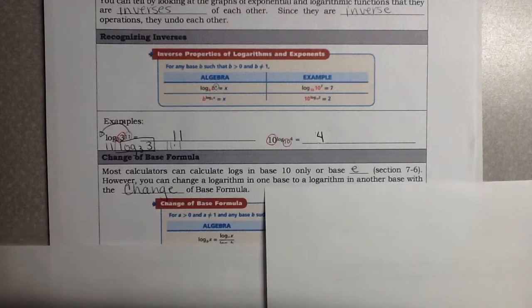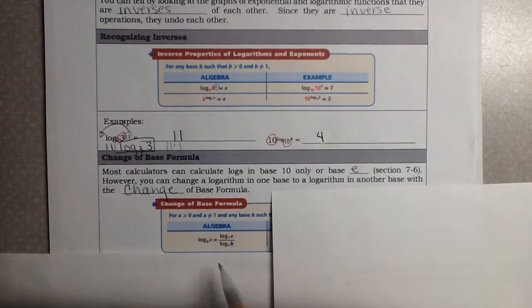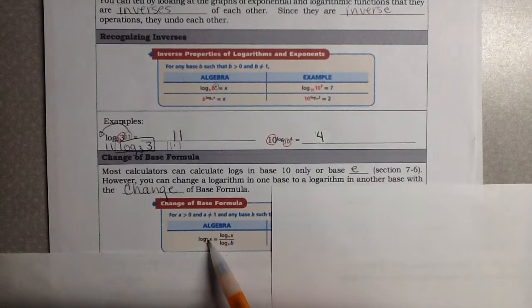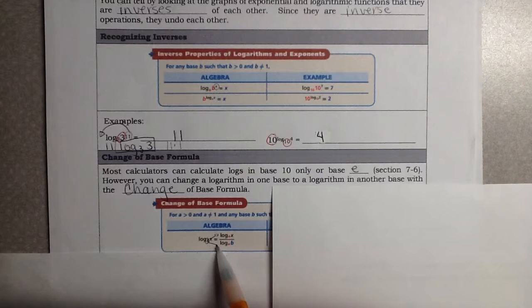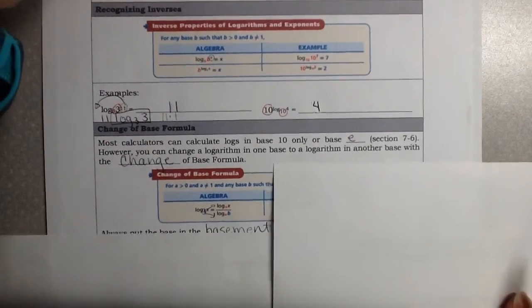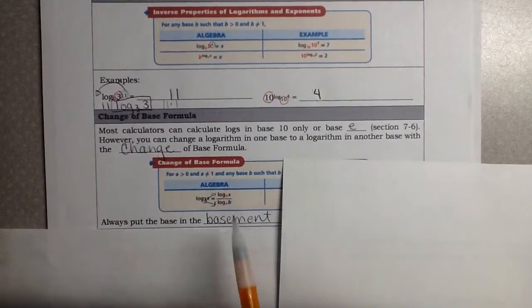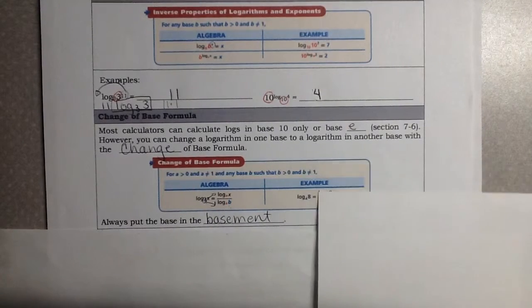So the change of base formula says that if you have one logarithm, whatever the base is, you can rewrite that logarithm as 2 logarithms, and the base gets rewritten in the denominator as a logarithm. So we have 2 individual logarithms, and it might just be easier to show you with an example here. Always put this base in the basement, so in the denominator.